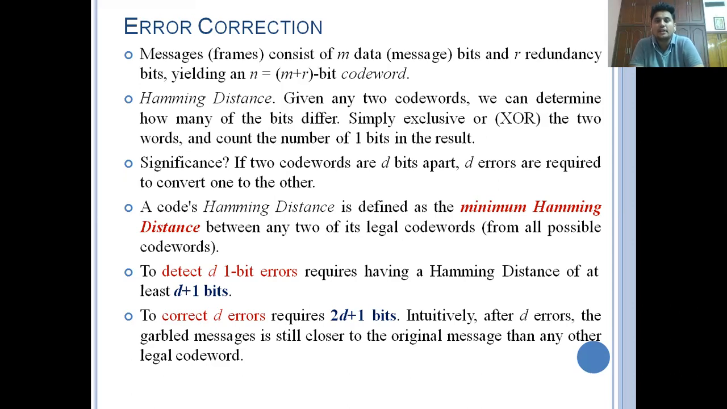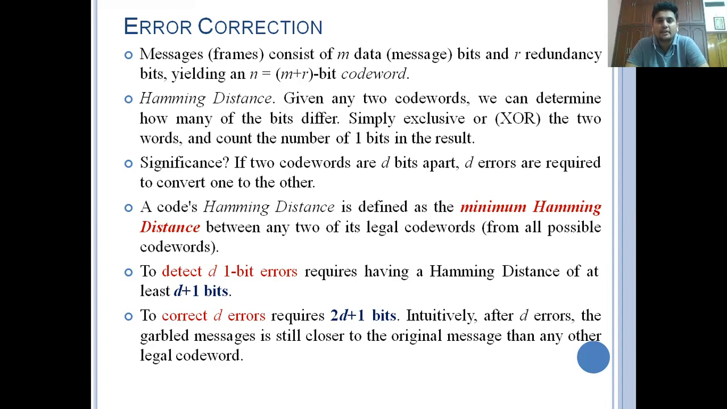So for error correction, n equals m plus r. M is the original data, r is the redundancy, the duplicate data that we transmit along with the original data. That is m plus r bits, the code word. Now the Hamming distance: given any two code words, we can determine how many bits differ. We simply take the exclusive OR of the two words and count the number of 1 bits in the result. The significance is that if two code words are d bits apart, d errors are required to convert one to the other. So the Hamming distance code is what we use for the error correction technique here.